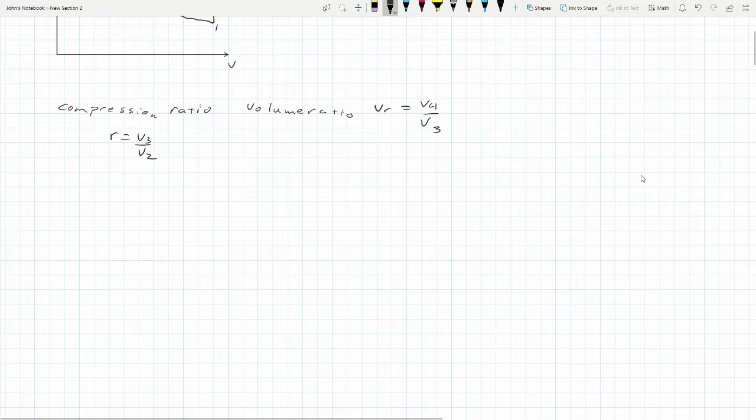Alright, now let's get into the fun part, the engineering part: the analysis of this cycle. It's a closed system because it's an Otto and diesel cycle combined. Otto and diesel are both closed systems. It's not going to suddenly become an open system, so we analyze it like a closed system. The first law we're using is delta U equals Q minus W.